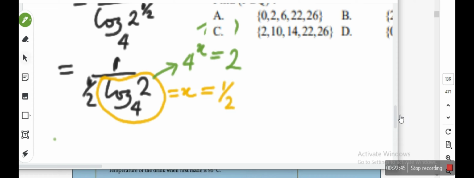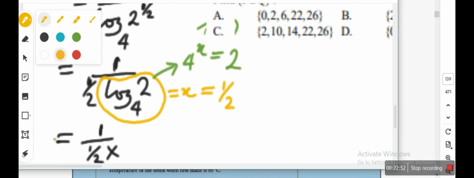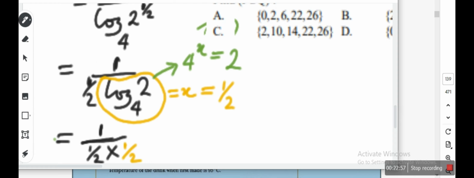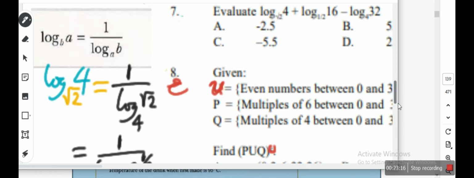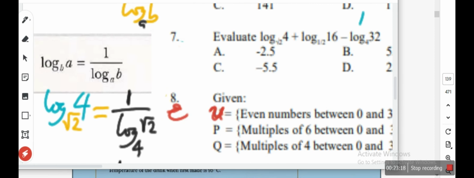And so this simply becomes 1 over half times half. Do you understand? Yes. What is half times half? 1/4. So 1 over 1 over 4. What is 1 over 1 over 4? It actually gives 4. I have simplified the first one. Simplify the second one too.